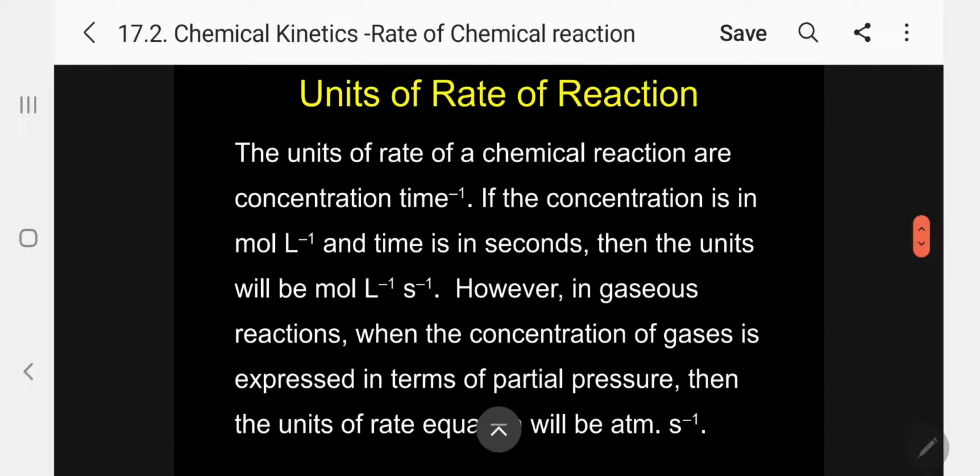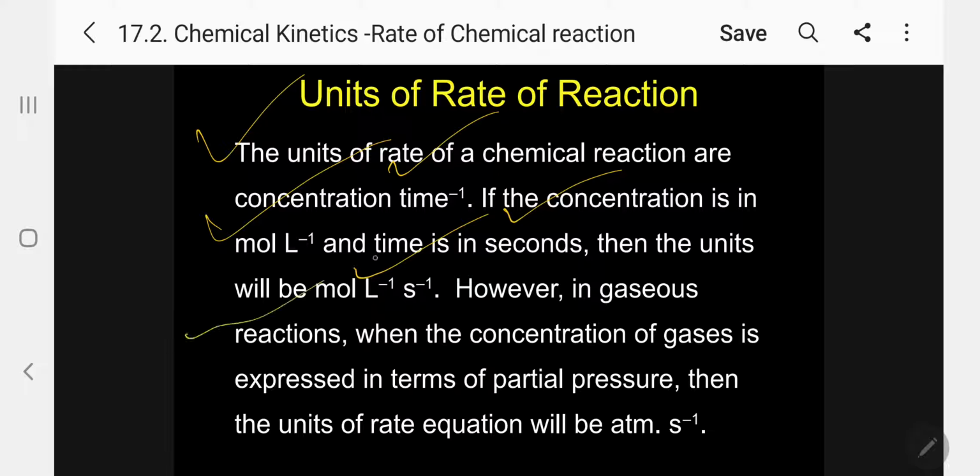The units of the rate of reaction. The units of rate of chemical reactions are concentration per time. If the concentration is in mole per liter and the time is in second, then the units will be mole per liter per second. However, in a gaseous reaction, when the concentration of gas is expressed in terms of partial pressure, the units of rate of reaction will be atmosphere per second.